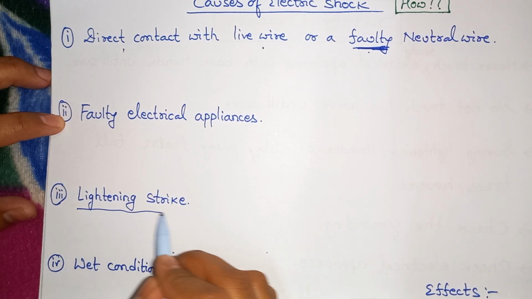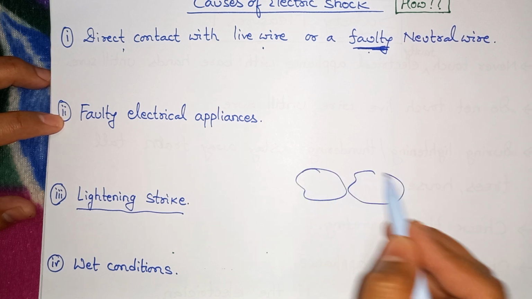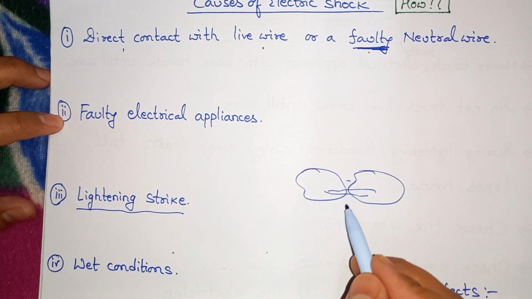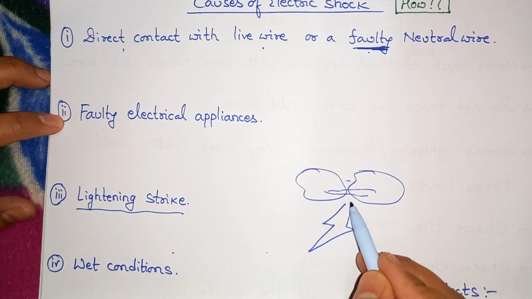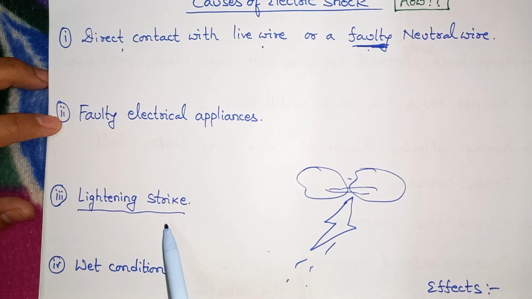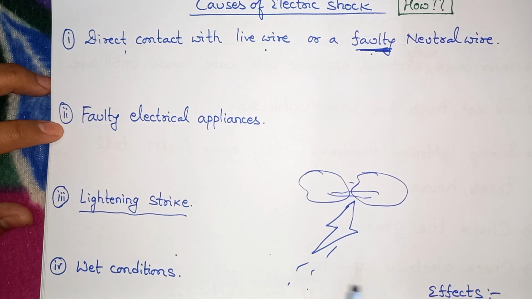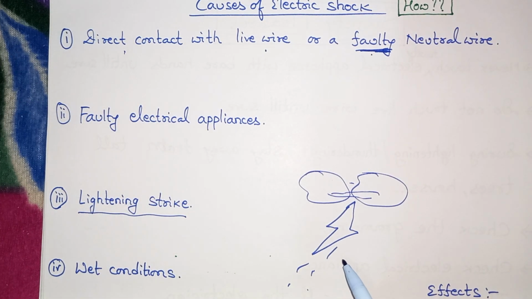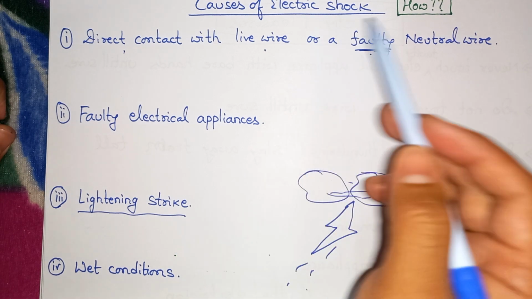Now another cause is a lightning strike. We know that when two clouds collide with each other, there will be a lightning strike from the sky, and it falls to the earth. This is a cause of electric shock. Sometimes we have heard that many people lose their life due to lightning strikes. So this is also one cause of electric shock.